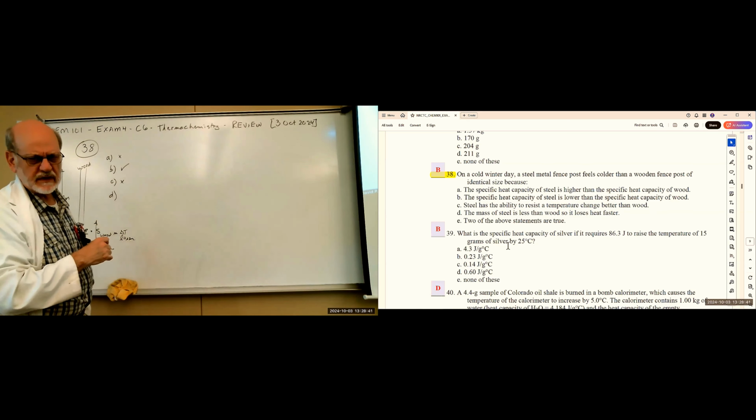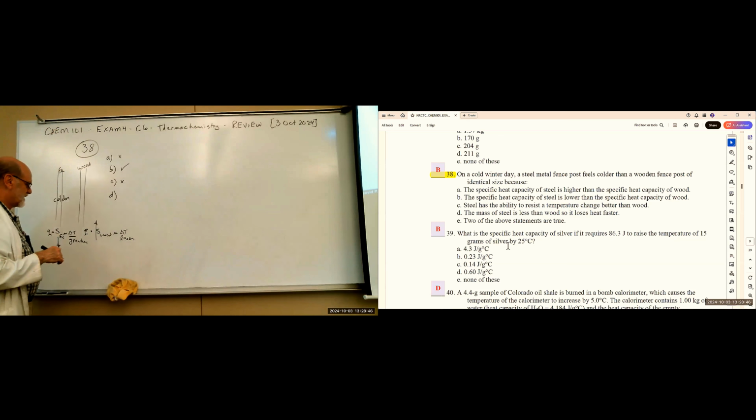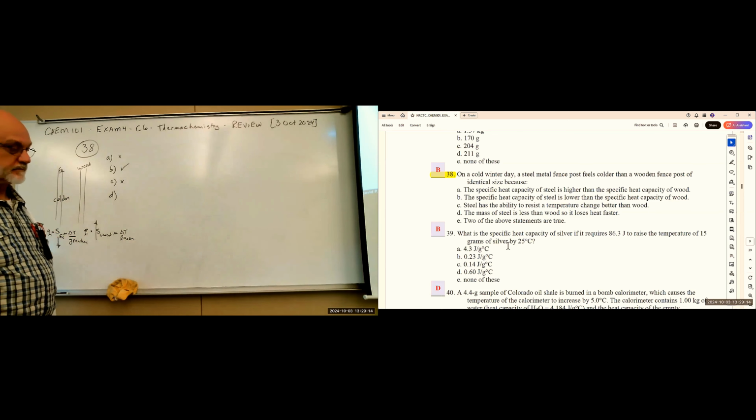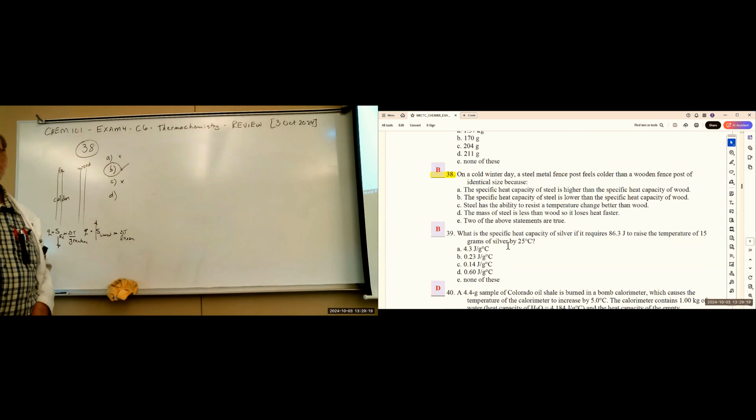And then we have to look at D. The mass of steel is less than wood, so it loses heat faster. Well, our argument held the masses the same. Now, obviously, the volume of wood would have to be a lot bigger to match the mass of the steel. But if we don't hold mass constant, then our argument falls apart. We can't go anywhere with it, because instead of having two variables, one against each other, now we've got three variables and we don't know which one's which. So we're kind of stuck, and we have to stick with the difference in heat capacity.